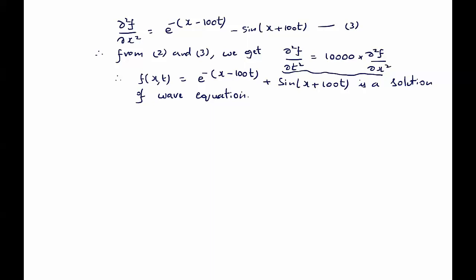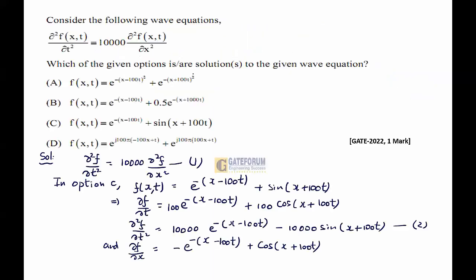Now, similarly, you verify the other options, which will not satisfy the given wave equation. Okay, you can cross check the other options similarly. So the answer is option C. Accordingly, option C is the answer. This is the end of the question.